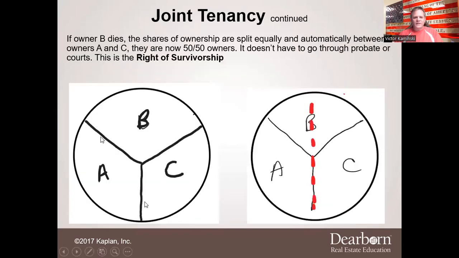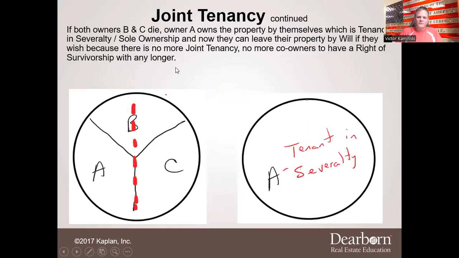So in a joint tenancy, if you have owners A, B, and C, and owner B dies, what happens? A and C split the shares right down the middle. That's the right of survivorship. Explain the right of survivorship again, please.